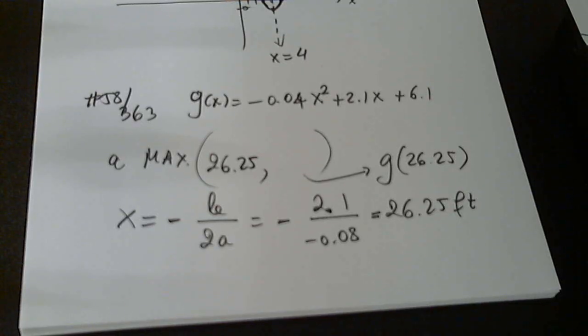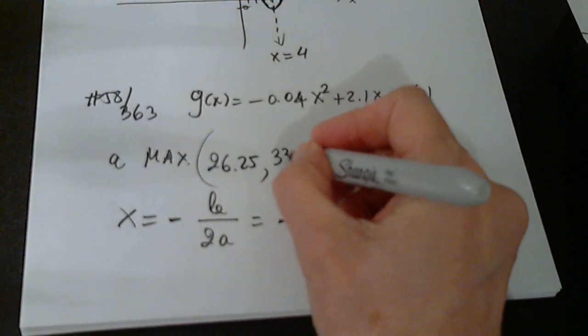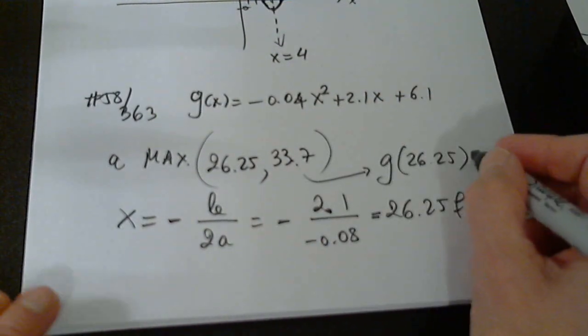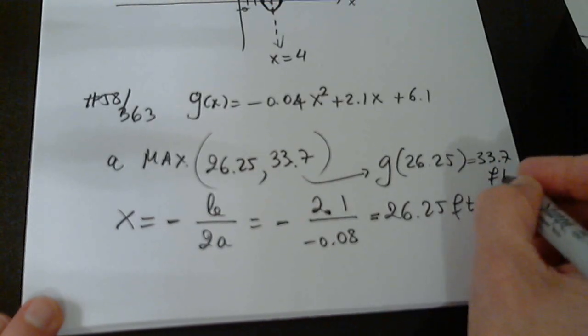Always look at the function. Clear, and the function is negative 0.04x squared, and then plus 2.1x, and then plus 6.1. I see it, the function is entered correctly, yes. Second and table, and I plug in 26.25, and I get the maximum value to the nearest tenth. Okay, fine. 33.7. 33.7 is the maximum in feet. 33.7 feet.